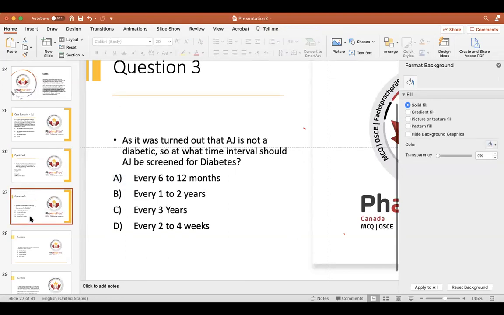Perfect. So number 3, as it turned out that AJ is not a diabetic, at what time interval should AJ be screened for diabetes? Every 6 to 12 months, every 1 to 2 years, every 3 years, every 2 to 4 weeks.